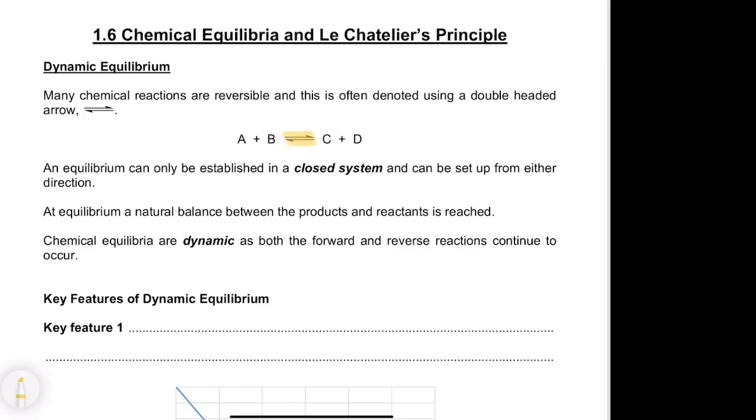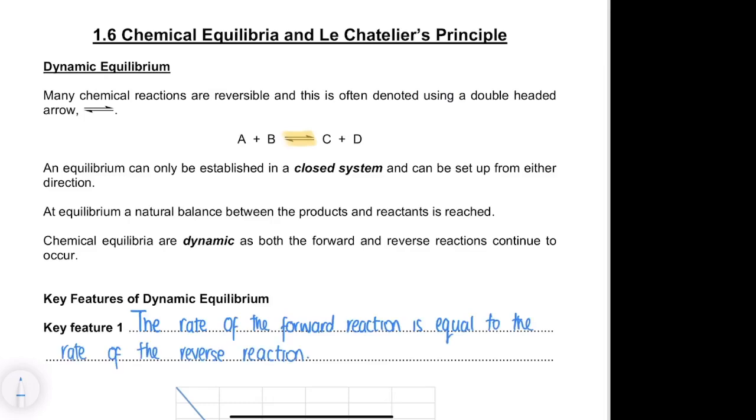And that's exactly the same as what's happening in equilibria. A and B are turning into C and D, and C and D are turning back into A and B, but they're doing so at the same rate, and therefore it appears that nothing is changing. Things look like they're staying the same. They are staying the same, the amounts are staying the same, but they are continually changing into one another. So this is what we understand by dynamic equilibria. So we're going to write down our first key feature of a system that is in dynamic equilibrium.